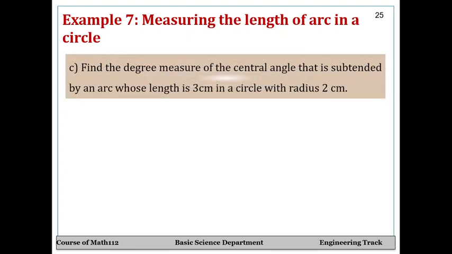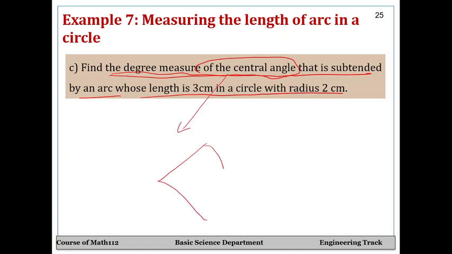Let's look at this example. Find the degree measure of the central angle that is subtended by an arc whose length is 3 centimeters in a circle with radius 2 centimeters. So let's try to understand it. Find the degree measure of the central angle. Okay, now it seems there's a central angle here. That is subtended by an arc, so it sees an arc here. This is the central angle, and there's the arc.